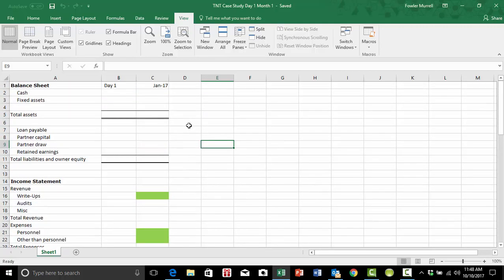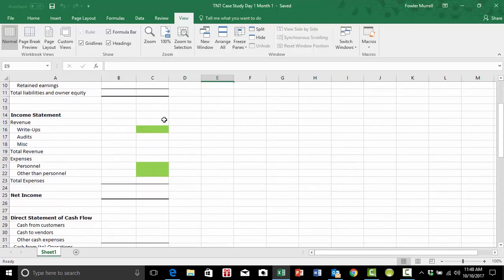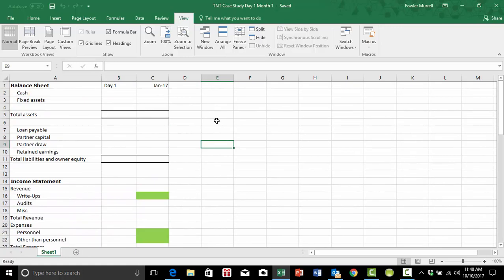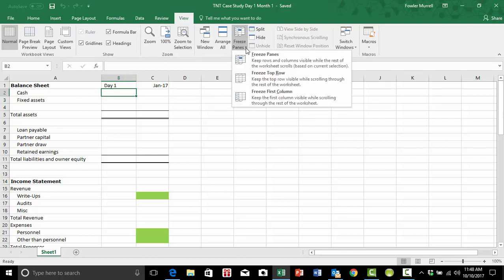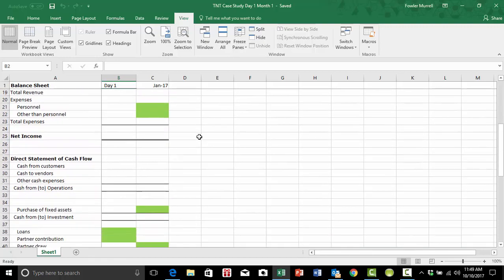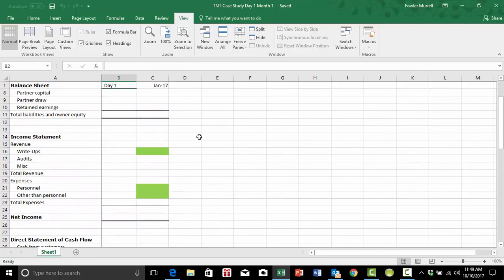Okay, so we're going to start. The first thing we need to do is freeze the panes so that we always know where we are, so our headings are never lost. In order to do that, we put the cursor at the place where we want to freeze the panes. So we go to View and Freeze Panes. Click on that. Now you see the lines that tell us where we are, and we never lose the heading.